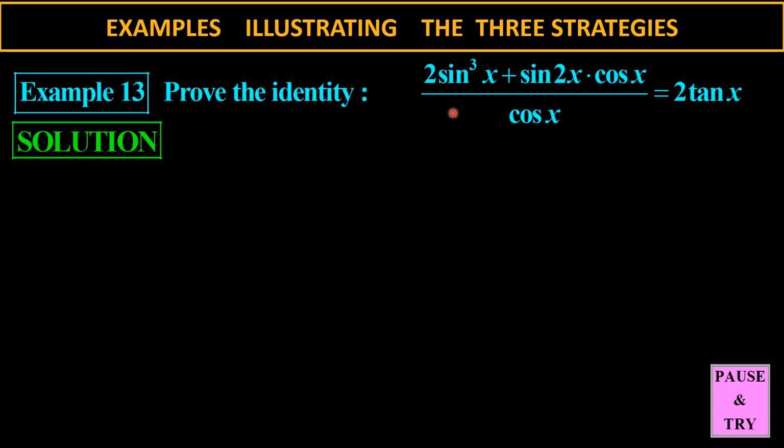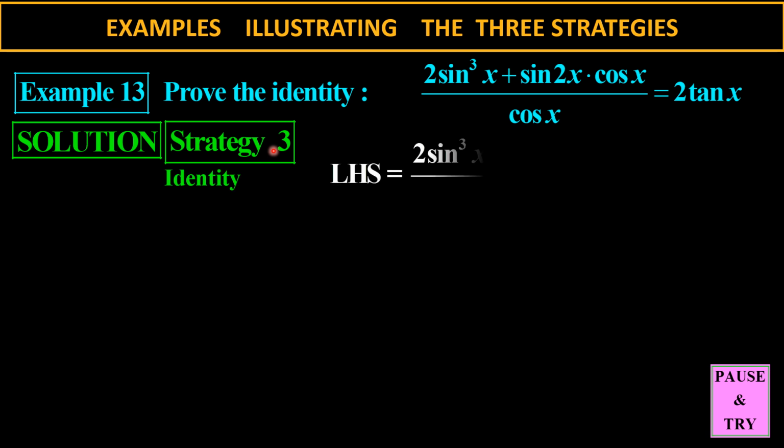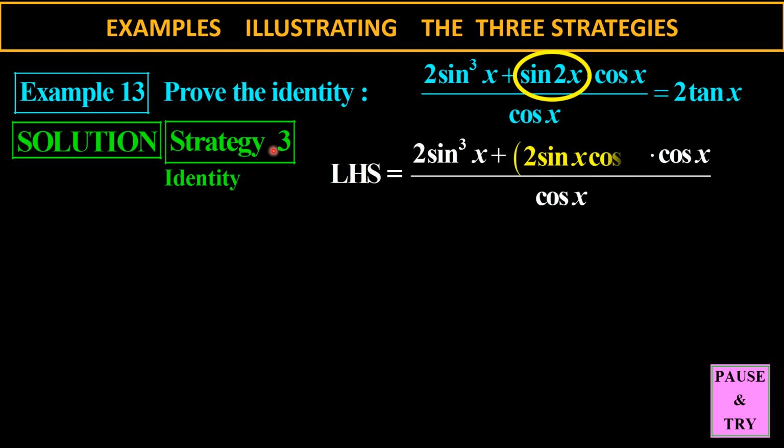And what is the third strategy? That's correct. We have to apply an identity. We can't simplify, we can't factorize, so now we have to apply an identity. And which identity are we going to use here? That's correct. You can see there the sine of 2x, and that you get directly from the formula sheet, and that's 2 sine x cosine x.